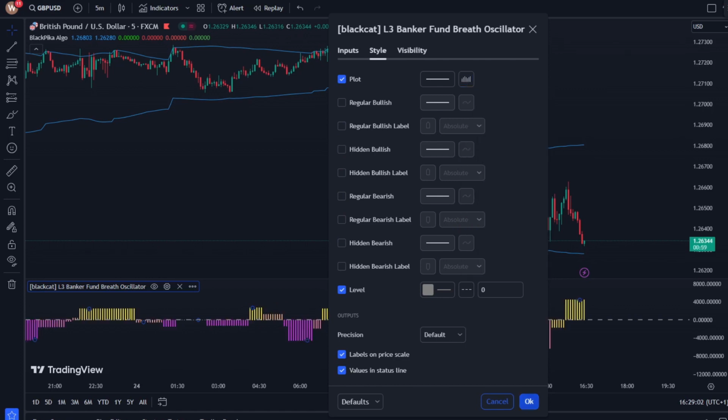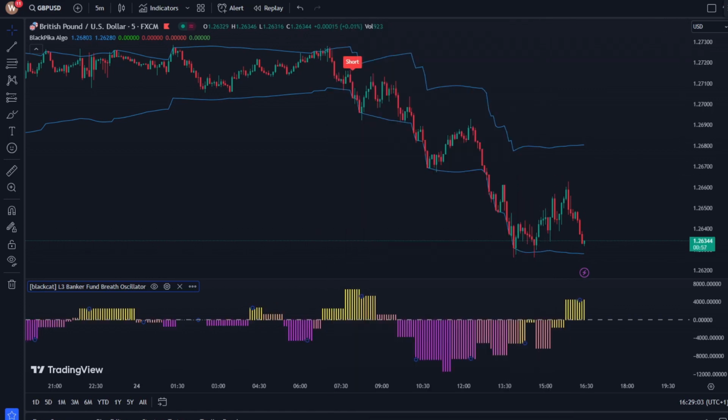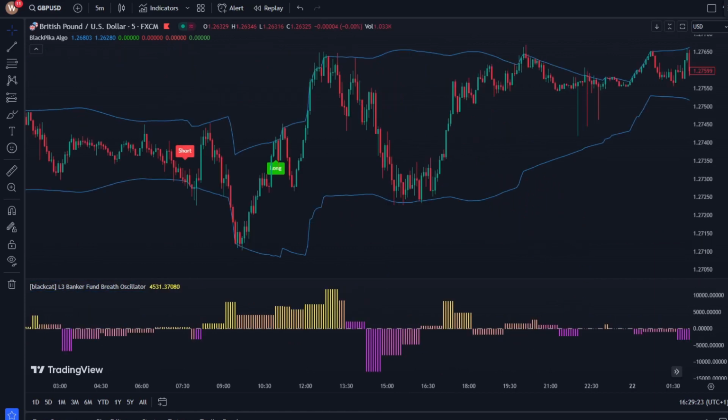Black Hat L3 Banker Fund Breath Oscillator is bounded by the zero axis. When the indicator line is above the zero axis, it indicates an inflow of large funds, or what's called the inhalation of banker funds. Conversely, when the indicator line is below the zero axis, it indicates an outflow of banker funds, or the exhalation of banker funds. Okay, our configuration is now ready. Let's see how to use these tools for trading.